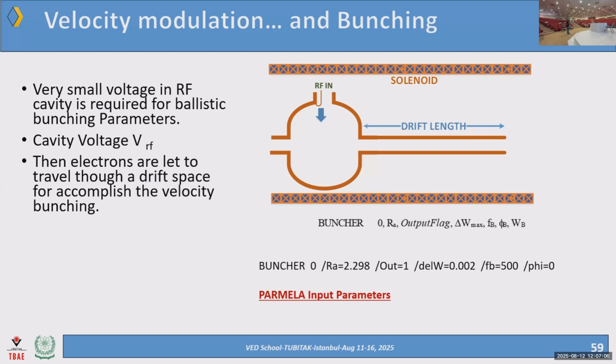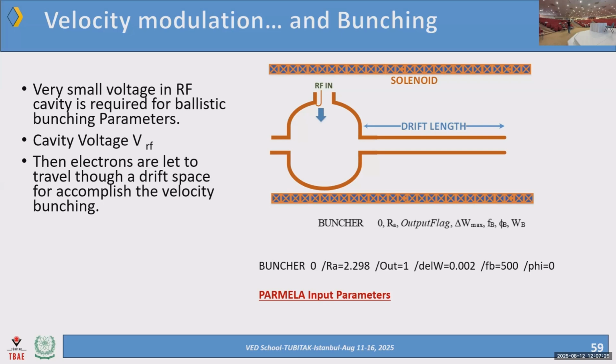So we have an RF cavity. We inject it with some electrons. We want to experience the effect of ballistic bunching. Ballistic bunching, velocity bunching, phase modulation. These are the same things.